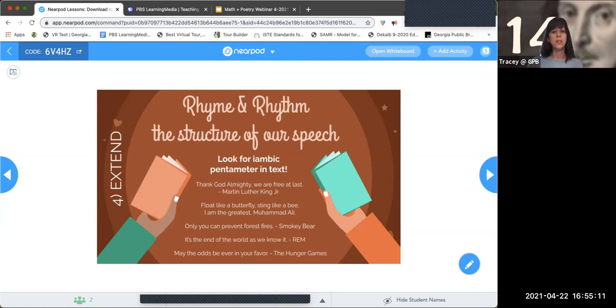So these are examples of iambic pentameter in just everyday text or in commercials or in music. "Thank God Almighty, we are free at last." If you count the syllables, that's 10 syllables. It's an iambic pentameter. "Float like a butterfly, sting like a bee. I am the greatest, Muhammad Ali." We've got another iambic pentameter. "Only you can prevent forest fires, Smokey Bear." "It's the end of the world as we know it," REM, and "May the odds be ever in your favor," the Hunger Games. It's everywhere. So it's another great way to send your kids out into the world and say, go find me some iambic pentameter and bring it back.